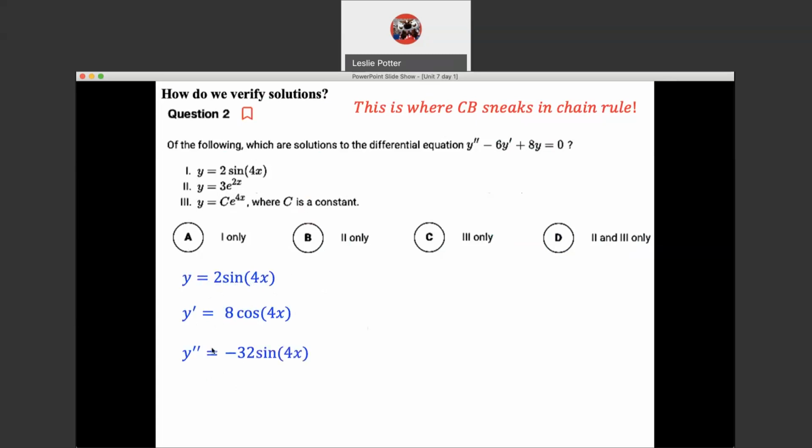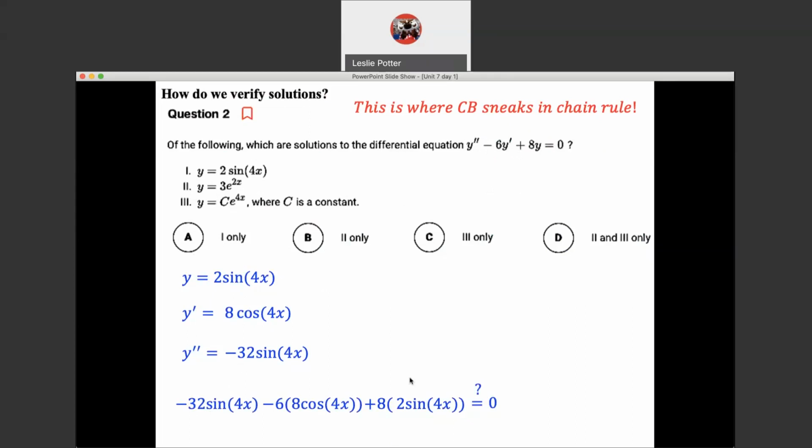So now we're going to take these and substitute them into here. So we're going to have minus 32 sine 4x, that's y double prime, minus 6 times y prime, so 6 times this, and then plus 8 times y, so 8 times this. And then we want to see if that equals 0. So I put a question mark there.